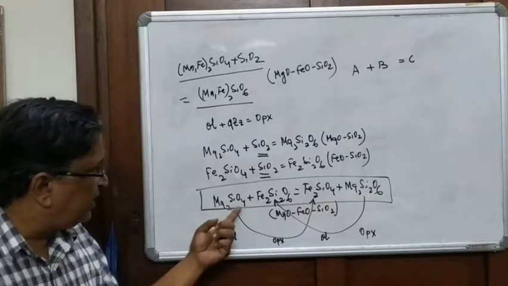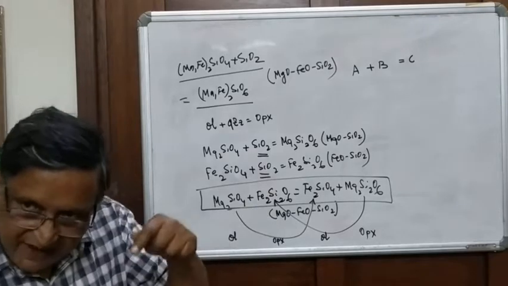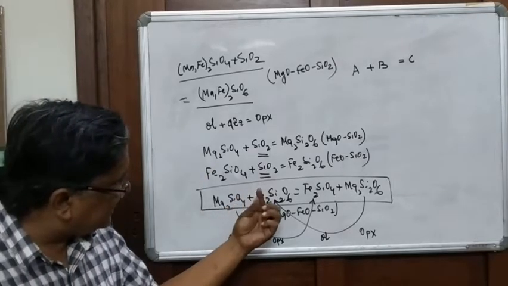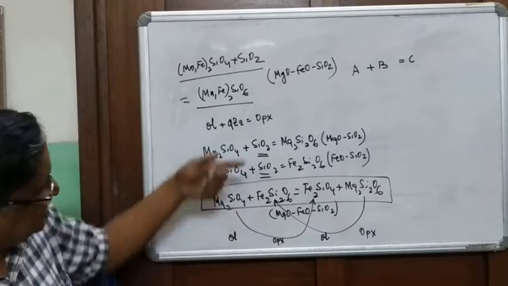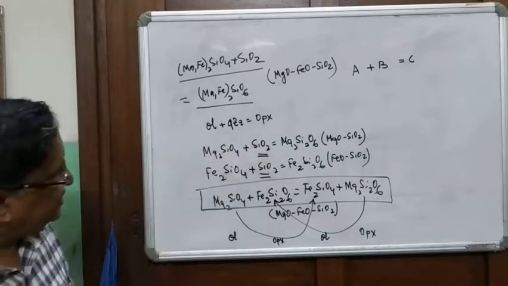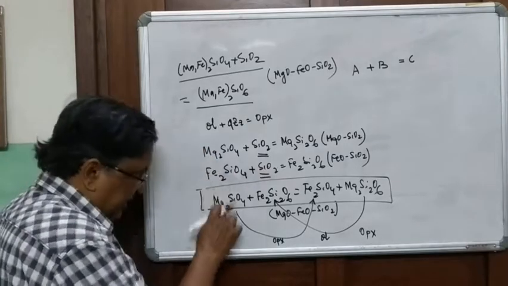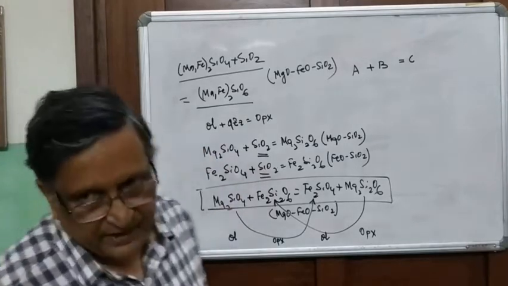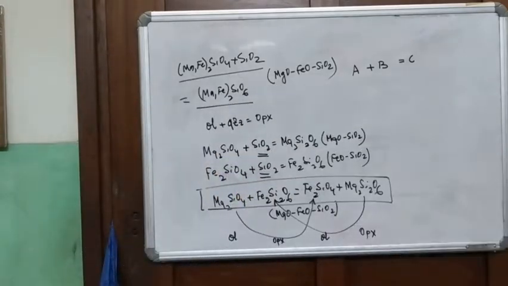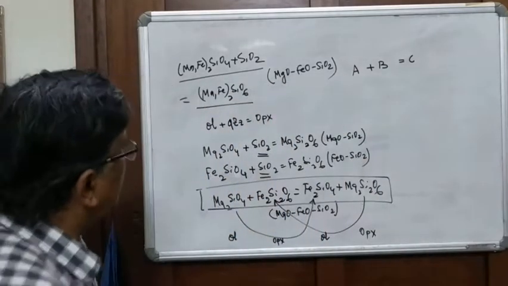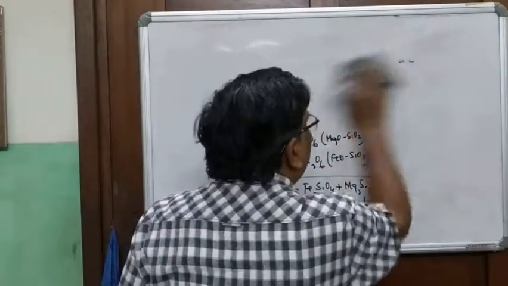Mg2Si2O6, Fe2Si2O6, the components are different, but the phase is the same. So it's a magnesium-iron exchange between olivine and orthopyroxene. These two are related to this. So any two of these three reactions are independent reactions. Right? So now we try to get into a little more of chemical thermodynamics.